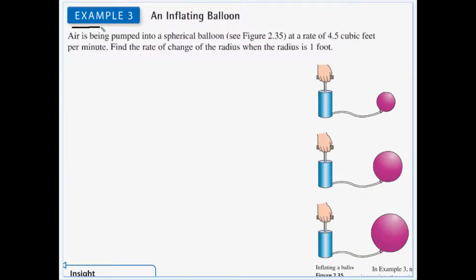Okay, here in example 3, we are inflating a balloon. And it says air is being pumped into a spherical balloon. Let me get my highlighter out here. Air is being pumped into a spherical balloon at a rate, there's the word rate, so this is one of our rates, of 4.5 cubic feet per minute. Find the rate of change of the radius when the radius is 1 foot. So this just really sticks out at me. Find the rate of the radius.